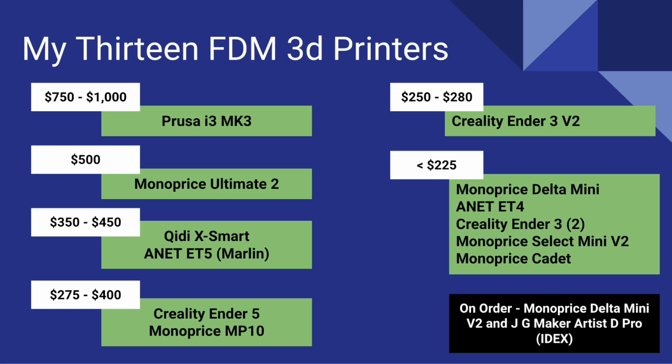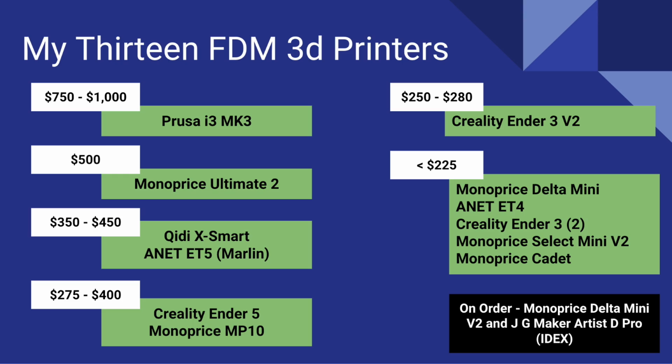One of my newest printers is a Creality Ender 3 version 2. A very, very good entry-level printer. Sells for about $250. And then I have a range of printers from a Monoprice Delta Mini, which I'm not a fan of. I could not get successful, consistent prints on that printer. An ANET ET4, original Creality Ender 3 printers, which you now can get for under $200 in some cases.